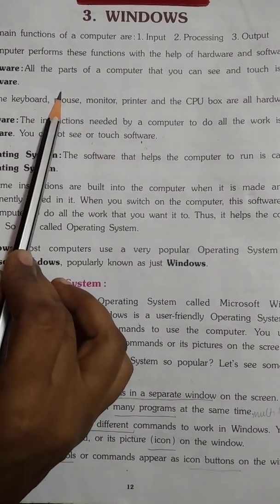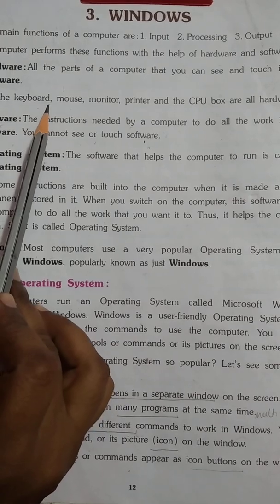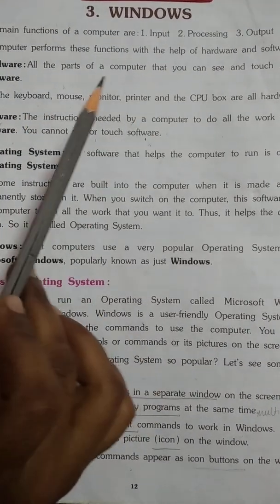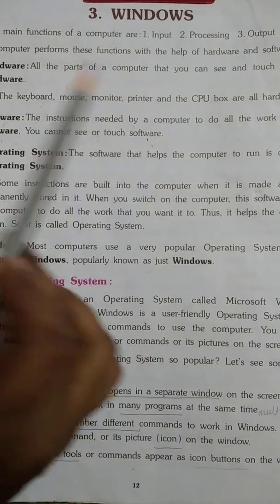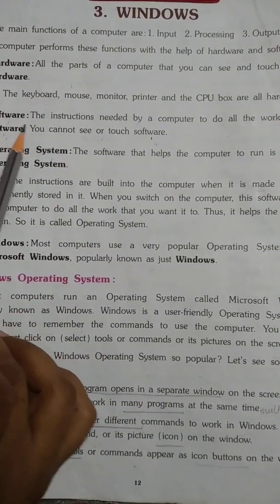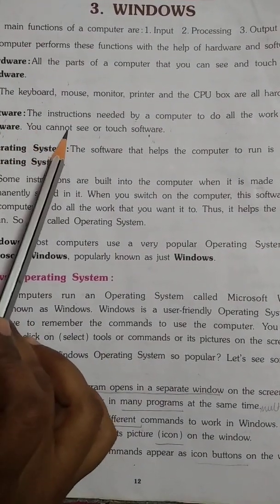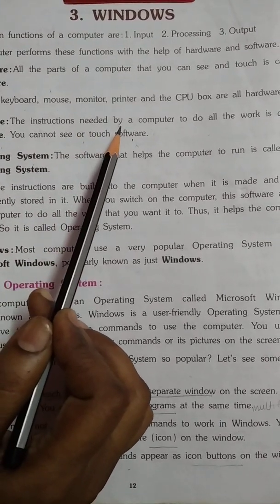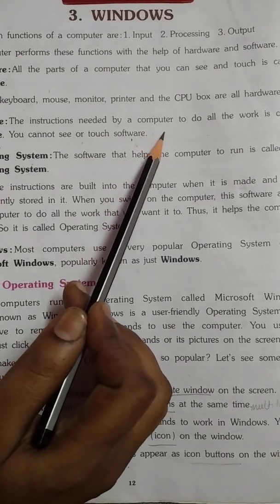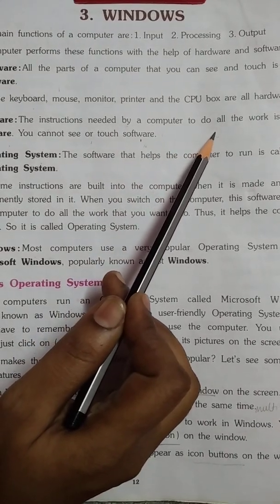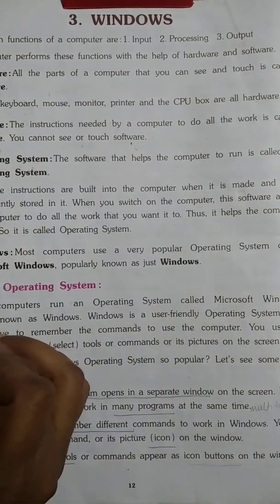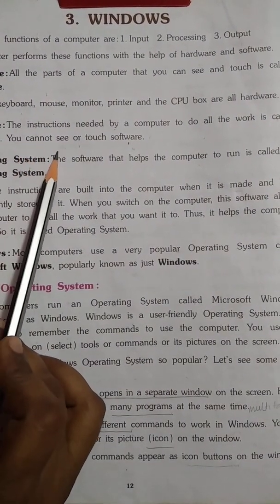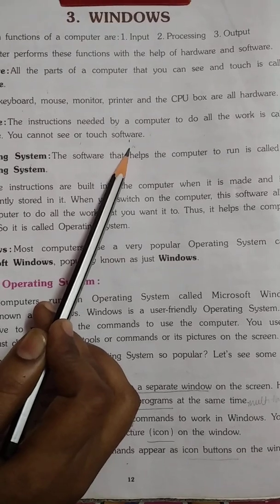On the other hand, hardware are the parts which you can feel and touch. Which are the hardware? Keyboard, mouse, monitor, printer, right? You have studied this in lesson number 2. But software are the instructions needed by the computer. You need to provide some instructions to make the computer work, and all this is done with the help of software. You can neither see nor touch software.